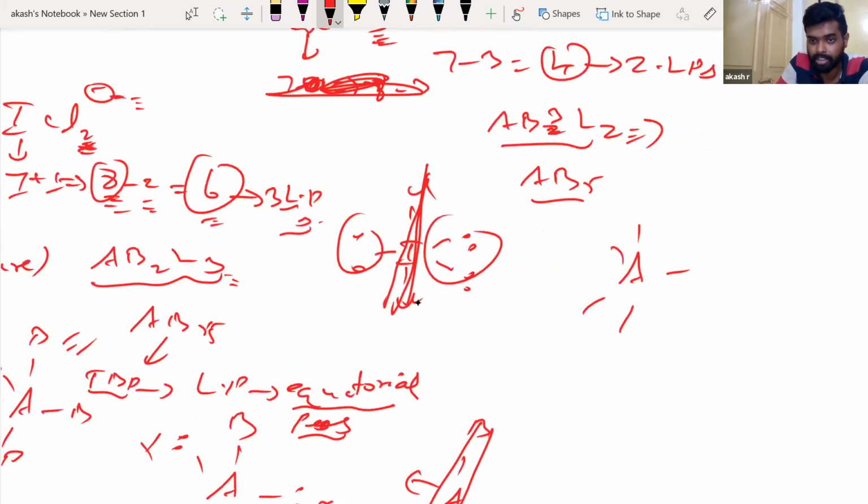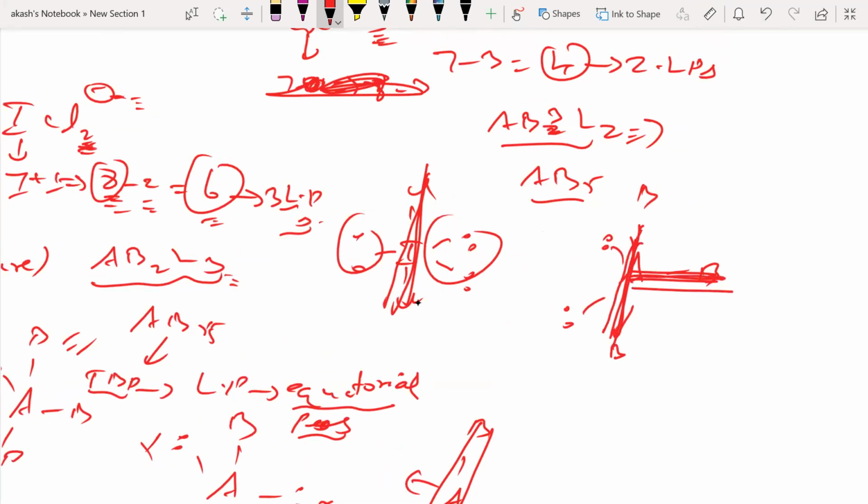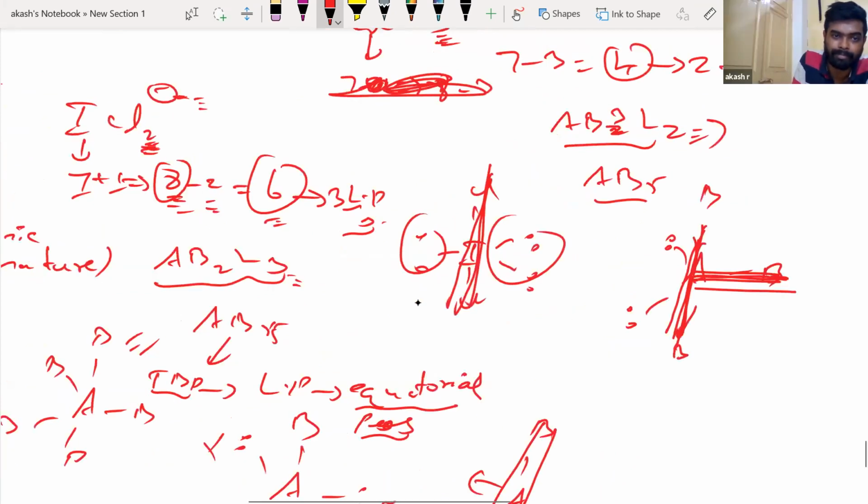Now all the other things are B. Now what shape is this, people? What are you looking at here? T-shaped. Exactly. So ClF3 would have been T-shaped.